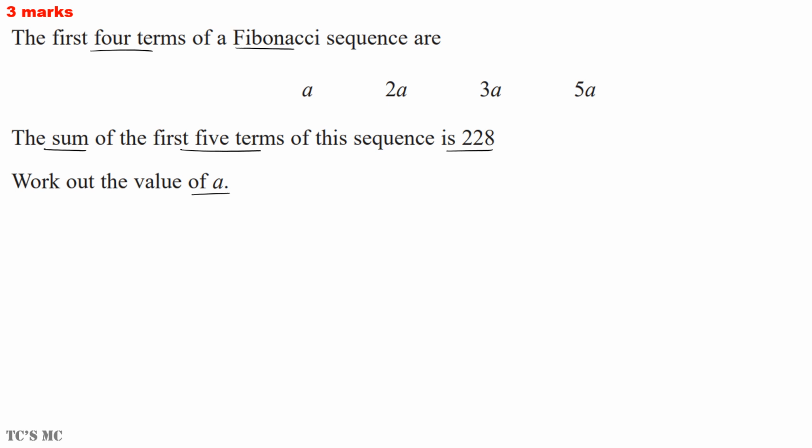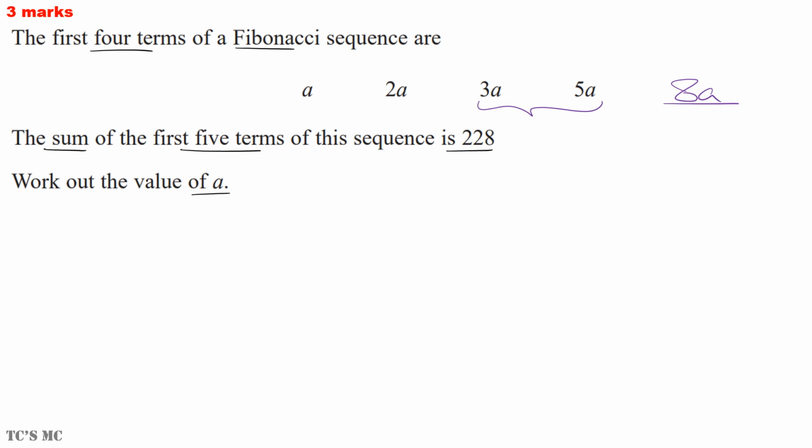To work out the 5th term, we need to add these up, because in a Fibonacci sequence you always add the 2 previous terms. In this case it's 8a. Now we have 1 mark.